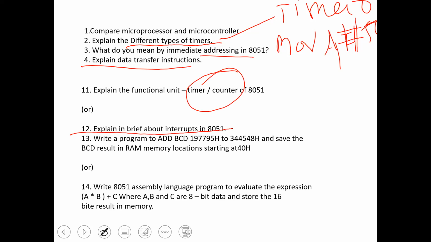How many interrupts? 5. Yes, very good. 5 interrupts are there. See, the same program only they asked here. Now you see the next program.